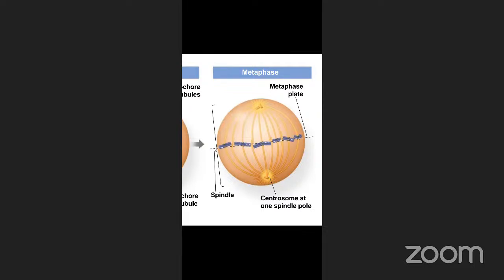Once the spindles attach to the kinetochores, all the chromosomes are aligned at the center, which is called the metaphase plate, and this stage is called metaphase. Okay.